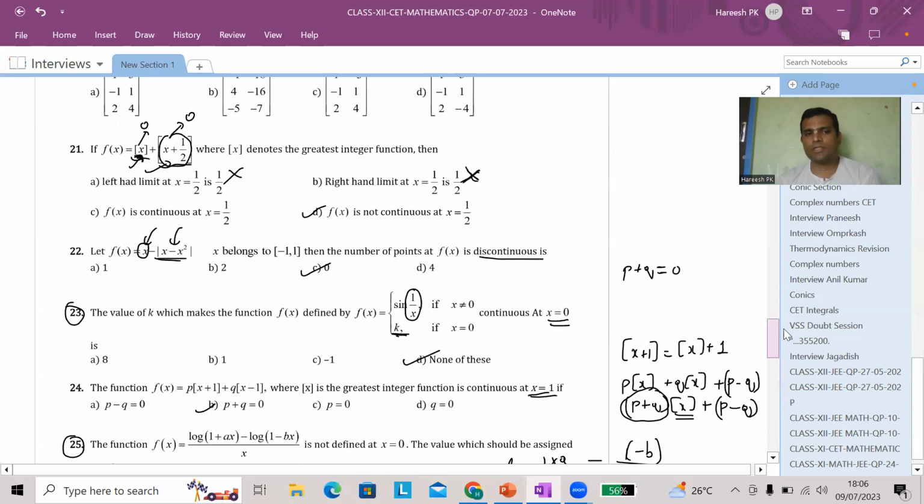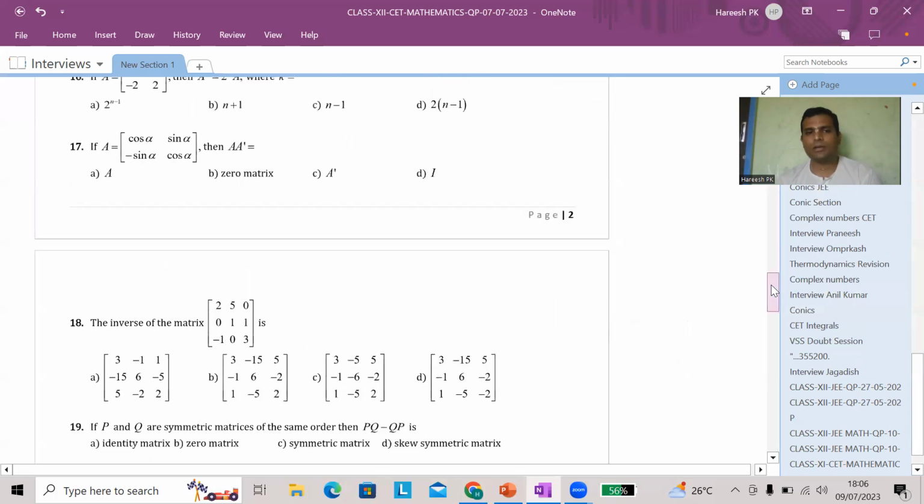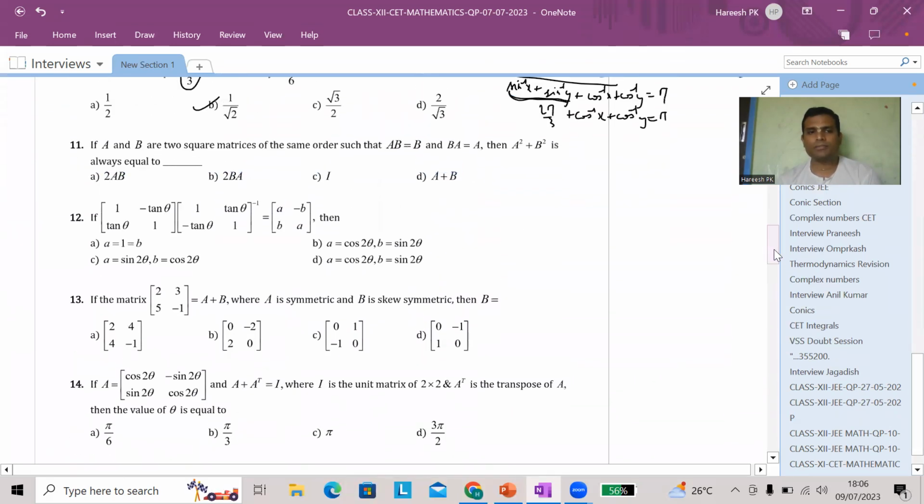So first 20 questions are done. Now we go to the matrices part. Again, quite easy. So let's start. We'll start with this question. AB is equal to B, BA is A. Then they're asking what is A square plus B square. This is a little tricky question.